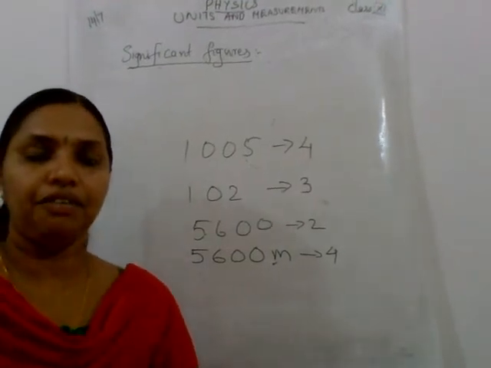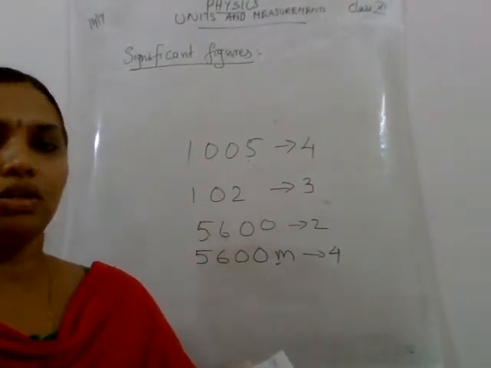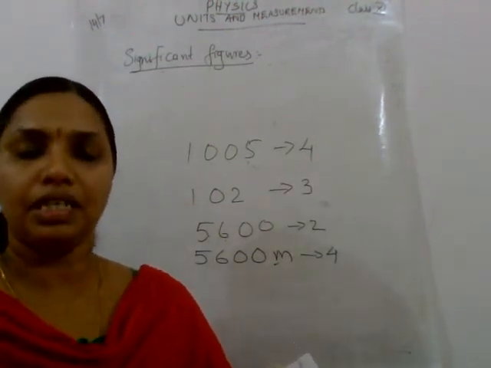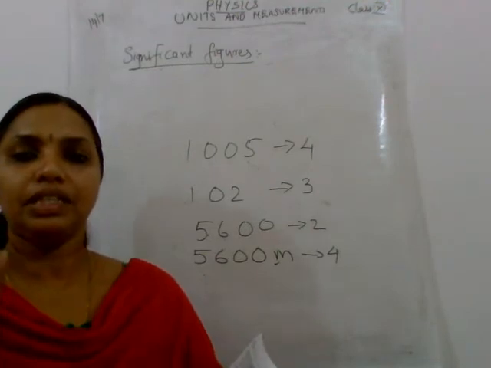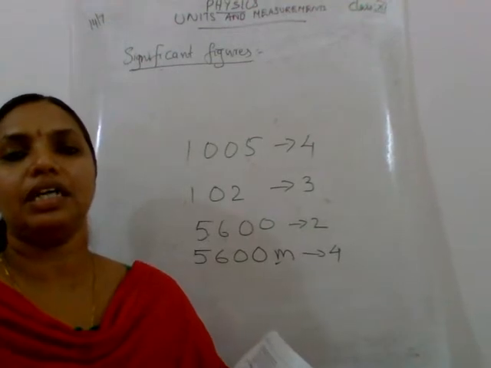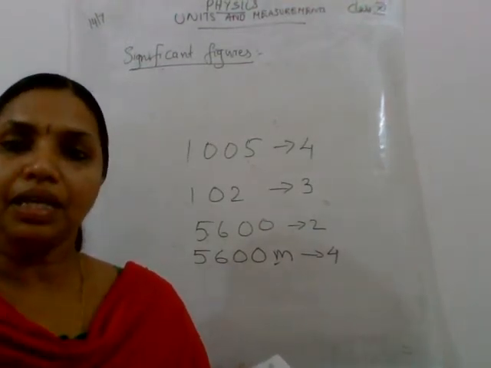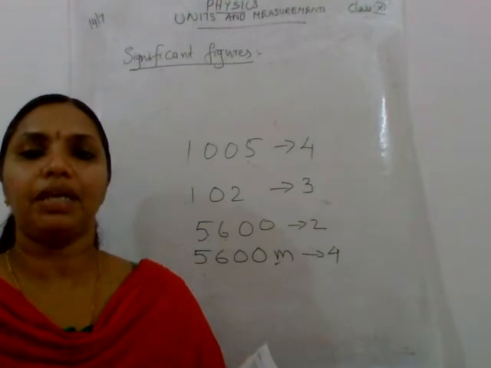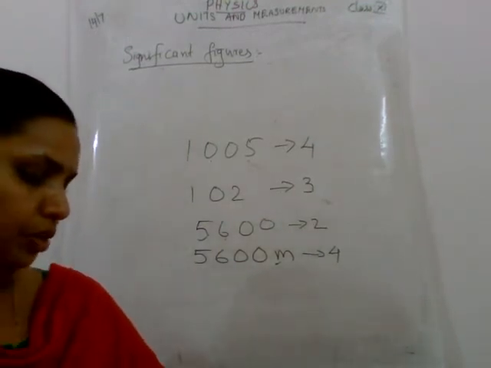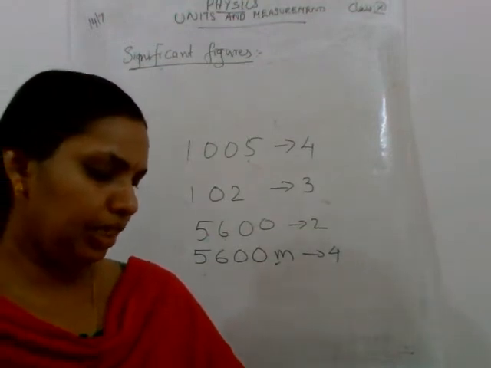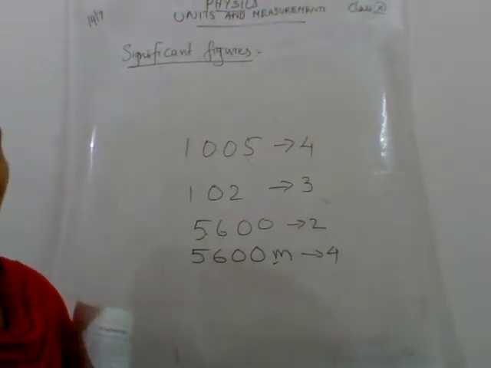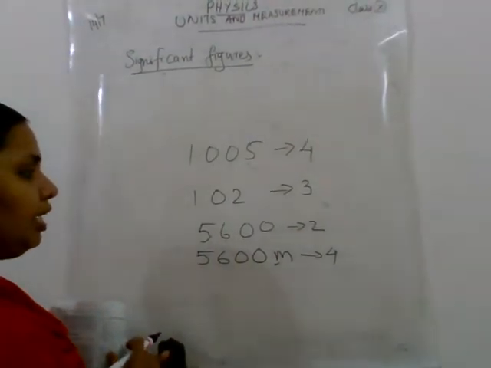First one: all non-zeros are significant figures. Then zeros between 2 non-zero digits are significant figures. And the next one: zeros coming last, that is, right of the non-zero digits, are non-significant, but if the unit is mentioned, they become significant. Then what is the next one? Fourth one: all zeros to the right of a non-zero digit, but to the left of a decimal point, are significant.